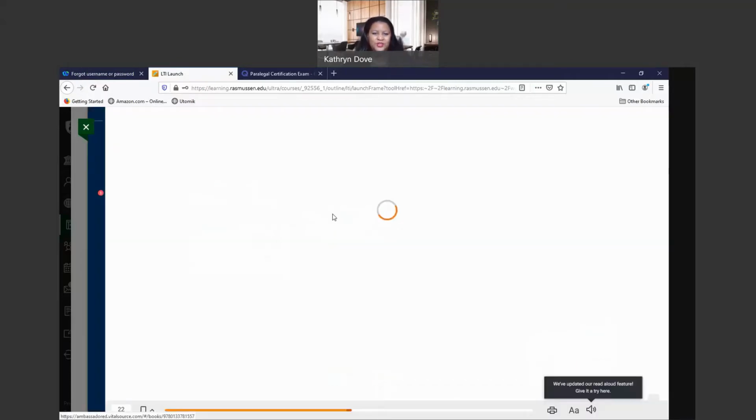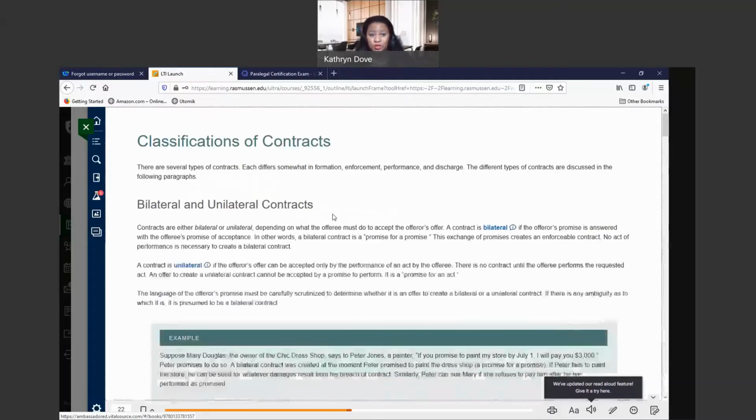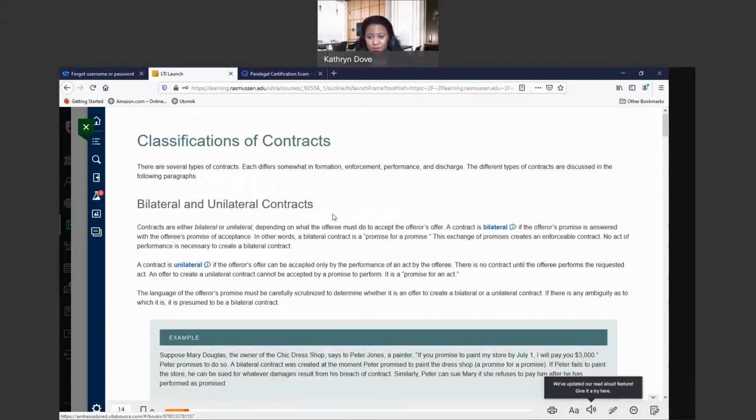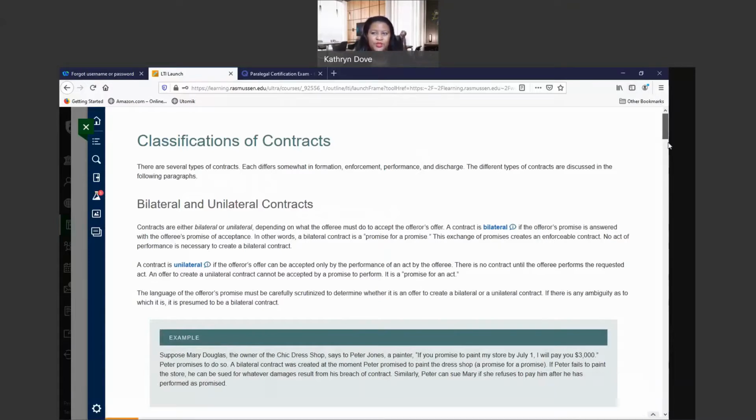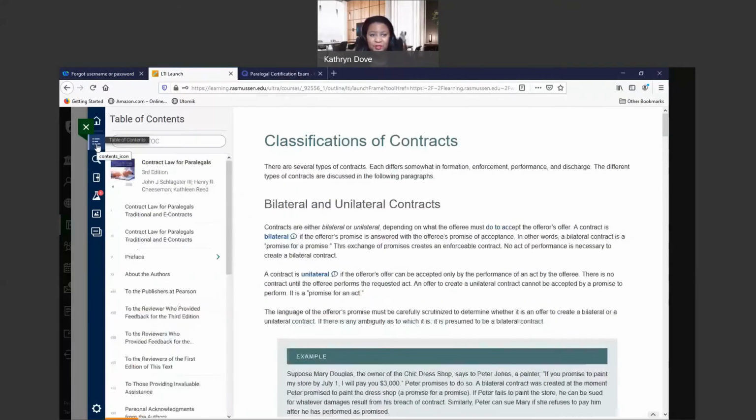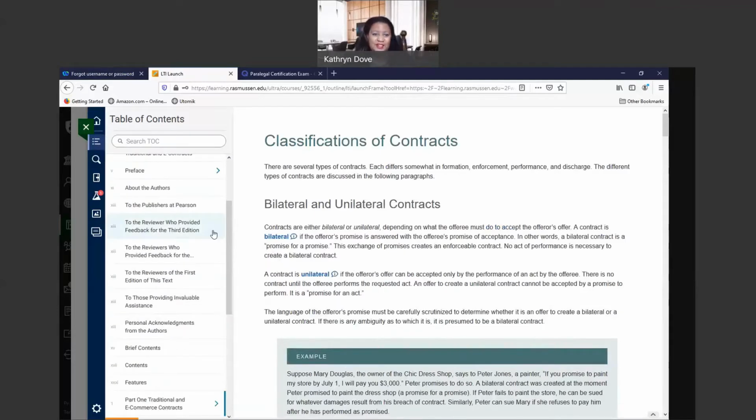Contract Law for Paralegals is our textbook. And Module 1 requires you to read chapters 1 and 2. Be sure to take the time to read that information because it will be very important when you start getting to your quizzes. It's an excellent textbook. I've been reading it all week. It's very good.